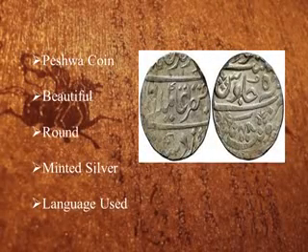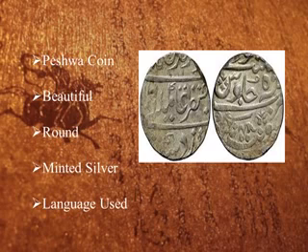Look at this coin. This is called a Peshwa coin. These coins were indeed beautiful. All Peshwa coins were round-shaped and minted using silver. The Peshwas used the Arabic or Persian language on their coins. This throws light on the metal used for minting coins, and knowledge of language and the use of language in that period.